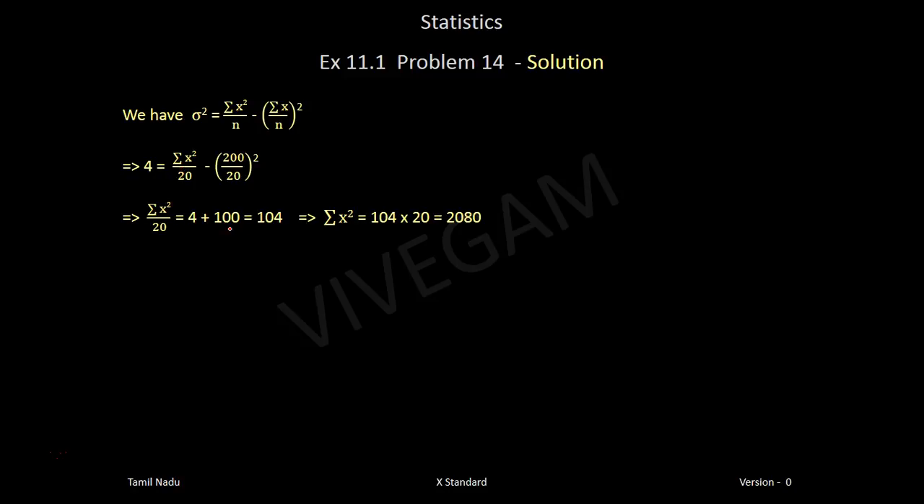Or sigma x square will be 104 into 20. 20 will go up, right? So that is 2080. Now, using the same logic, the correct sigma x square; this is the incorrect sigma x square because instead of 12, we have used 8.